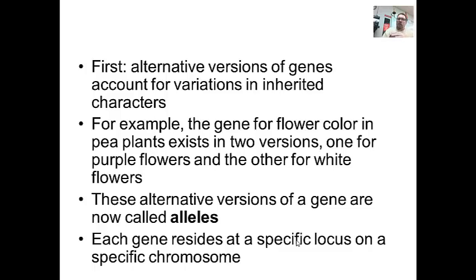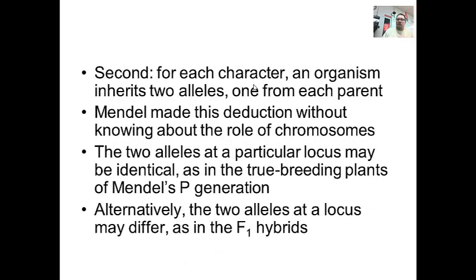First, alternative versions of genes account for variations in characters. For example, the gene for flower color exists in purple and white. These alternative versions are now called alleles, and each gene resides at a specific locus on a specific chromosome. Now, some of this is an add-in of what we know now, but understand that the basis of alternative versions and heritable characteristics came from Mendel's experiments on pea plants.